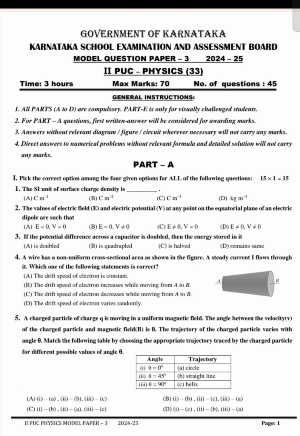Now let us move to model paper 3. The next question is, the SI unit of surface charge density is. So surface charge density sigma is Q by A. Therefore, coulomb per meter square, which is option B.